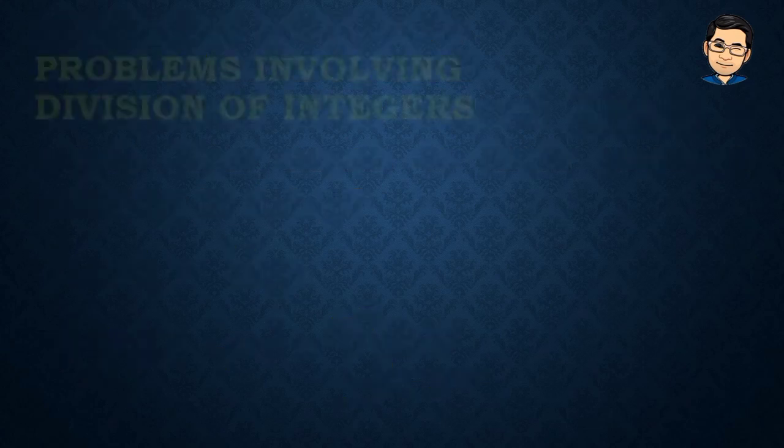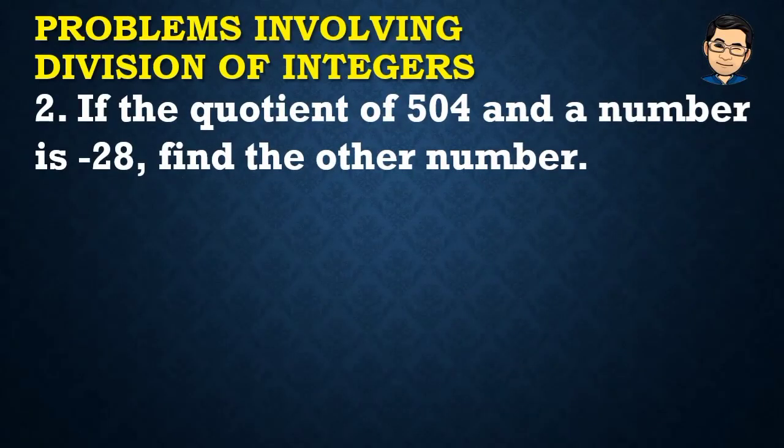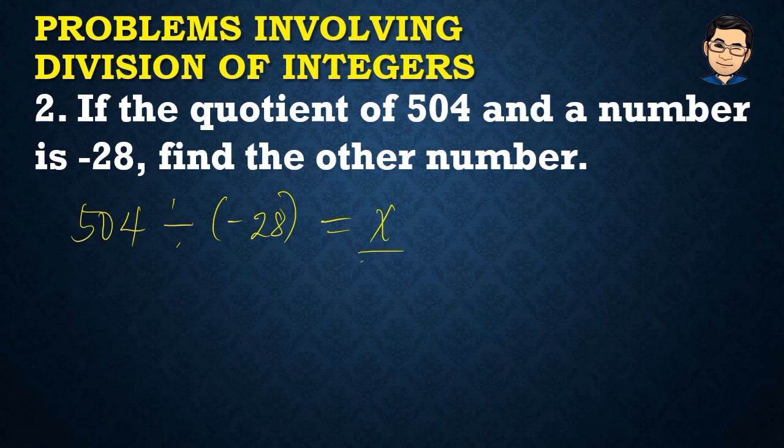So, for our next problem, if the quotient of 504 and a number is negative 28, find the other number. So, ang gagawin natin dito, 504 divided by negative 28 equals x. So, ano yung x na to? Yung number na hinahanap. Okay. So, kapag dinivide natin ng 504 sa negative 28, ganito ang magiging itsura niya. So, 504 divided by 28 muna. Okay. Tsaka natin i-attach yung sign mamaya, kung positive ba siya o negative.